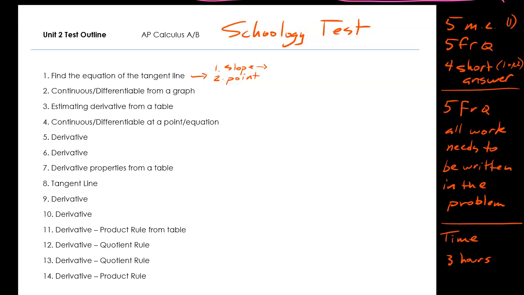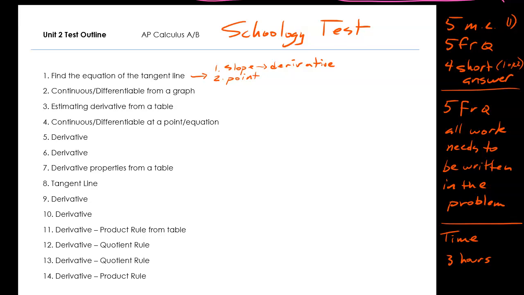Probably not. Calc-wise, what have we been doing lately? Yeah, and maybe that's what you meant by delta y. So the derivative is what's going to be used to find the slope. You're probably going to have to find the derivative and then plug in an x value to get the actual slope number.